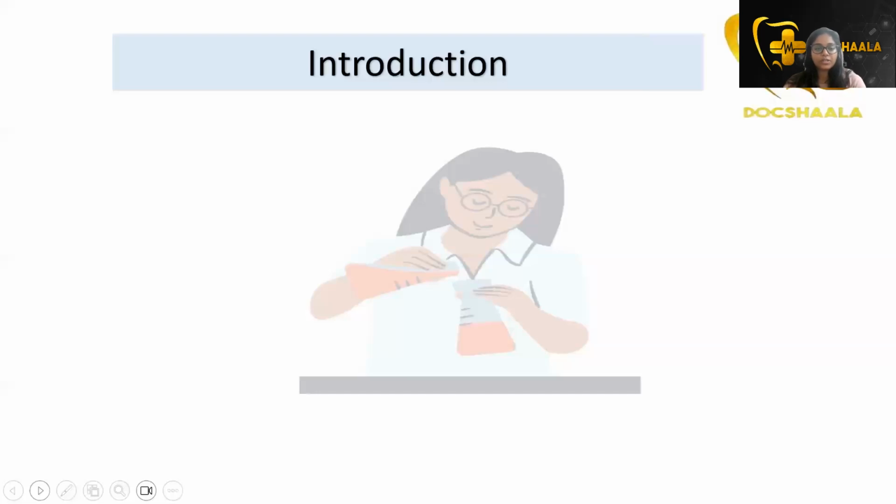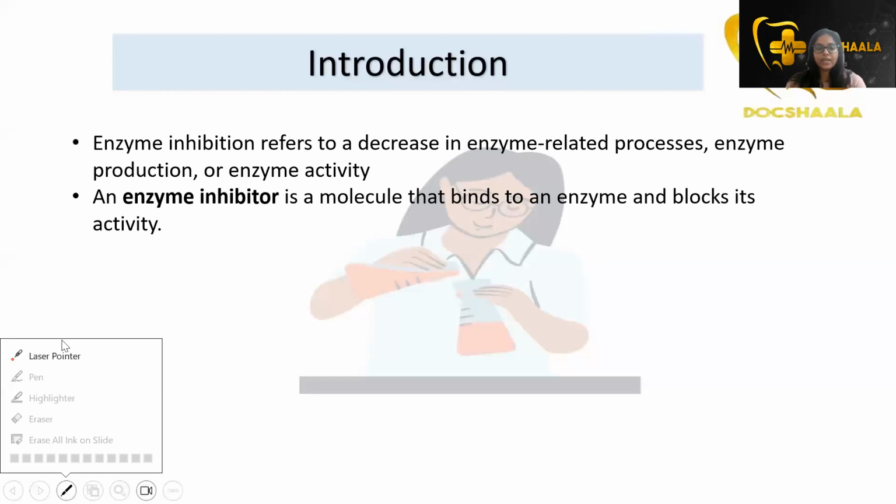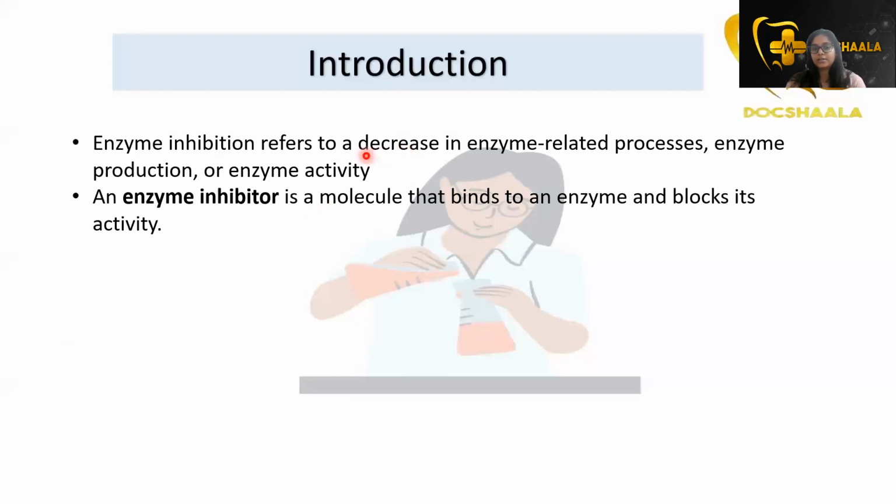So the introduction for this is, enzyme inhibition refers to a decrease in enzyme related processes, enzyme production or enzyme activity. An enzyme inhibitor is a molecule that binds to the enzyme and blocks its action.